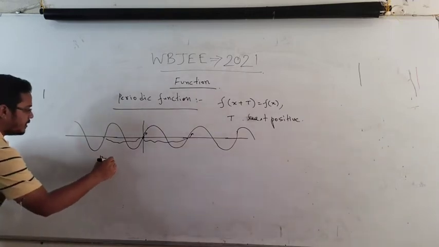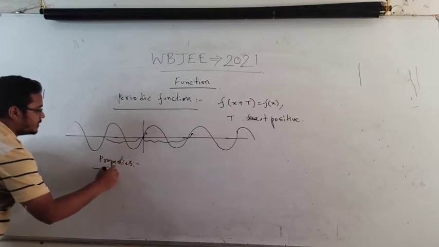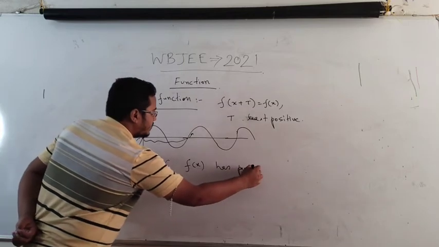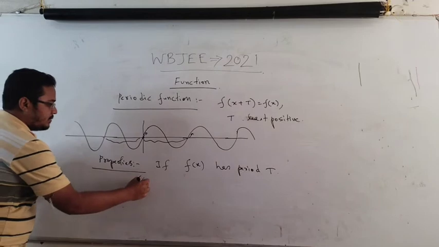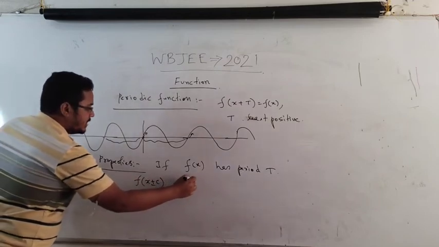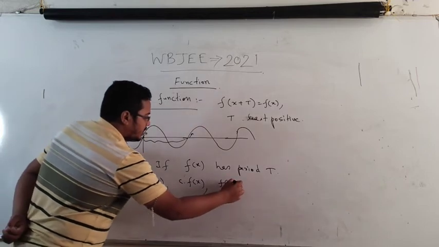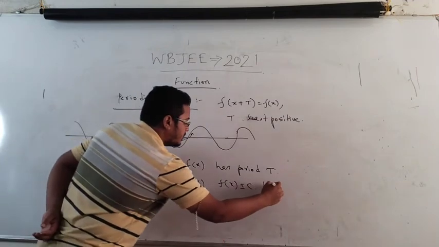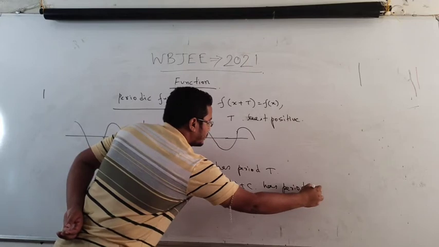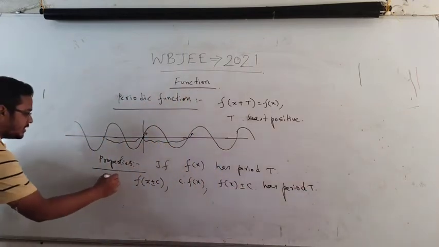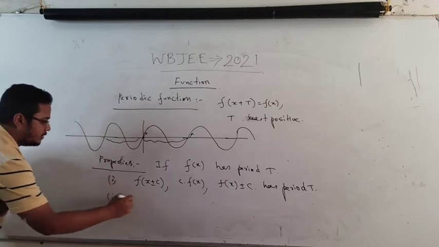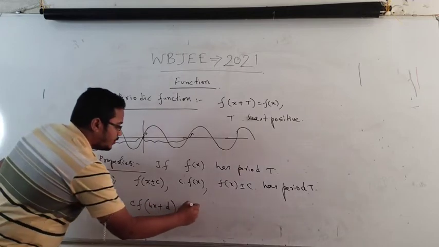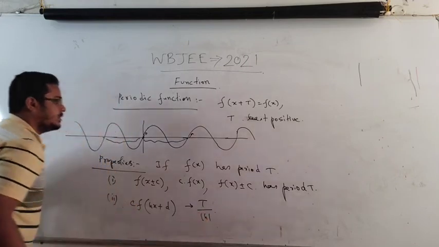So let's take some properties of the periodic function. If f(x) has period T, then f(x + c), f(x) ± c, and c·f(x), all these three have period T. If we consider this transformation, like f(hx) or c·f(hx + t), then its period will be T by mod of h.